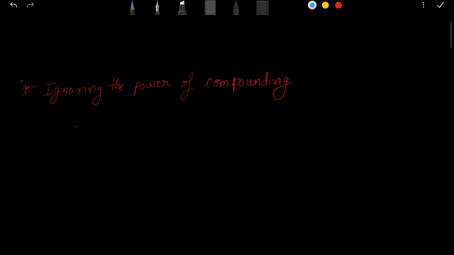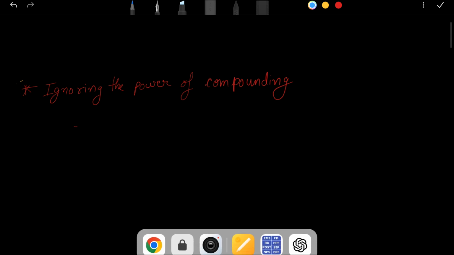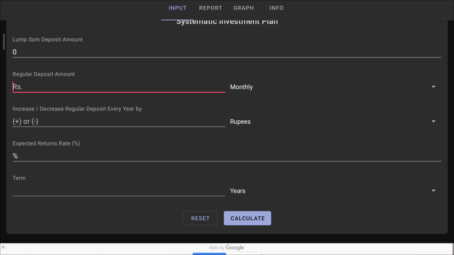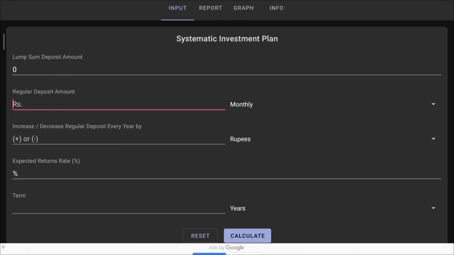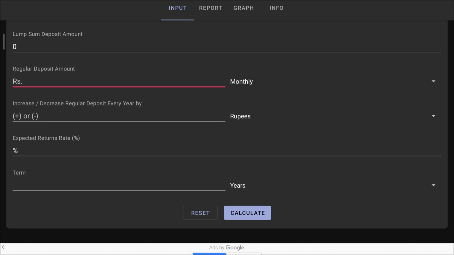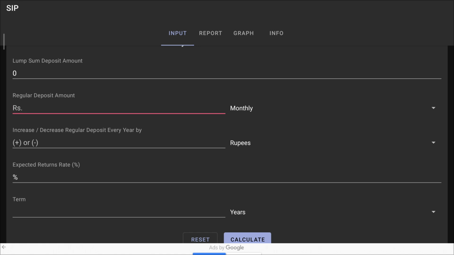So before discussing this topic, मैं ये बोलना चाहूँगा कि in case you are not aware like what is the power of compounding, let me show you with an example. Okay, so this is my SIP calculator. For example, you need to enter some details, right? So for example, you have lump sum deposit amount. Let's assume you haven't invested any money, so you have zero.